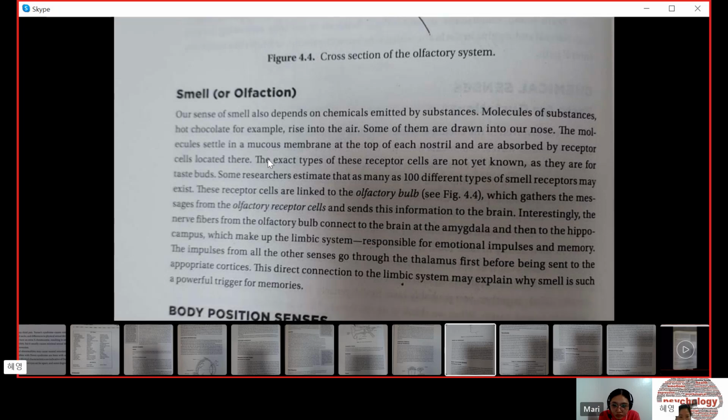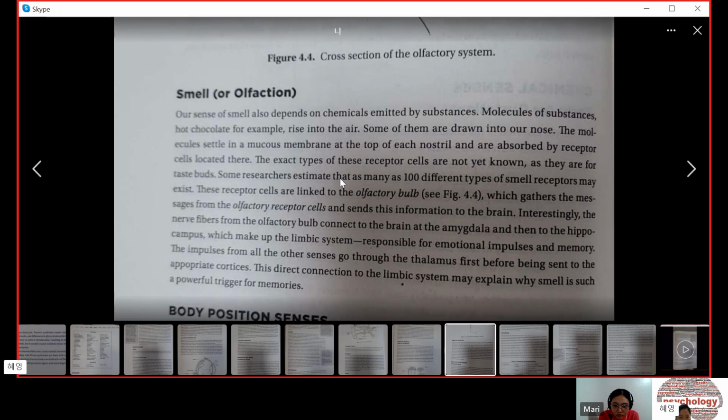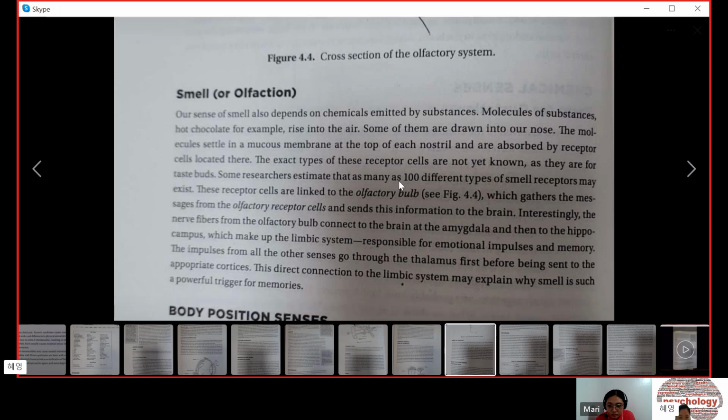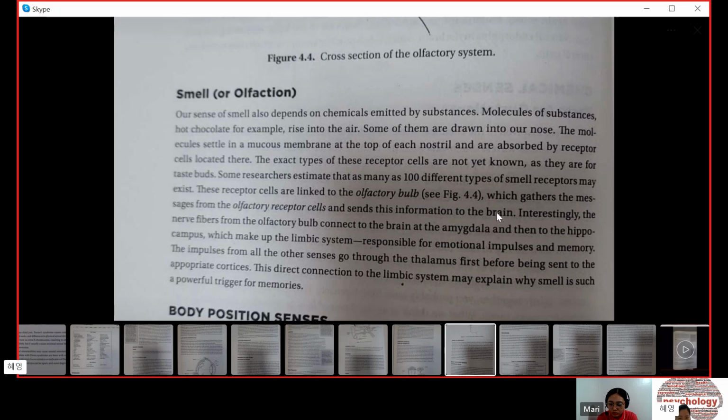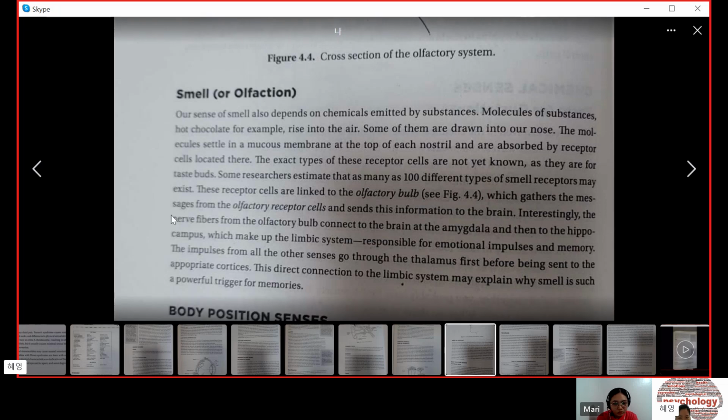The exact types of these receptor cells are not yet known, as they are for taste buds. Some researchers estimate that as many as 100 different types of receptors may exist. These receptor cells are linked to the olfactory bulb, which gathers the message from the olfactory receptor cells and sends this information to the brain.